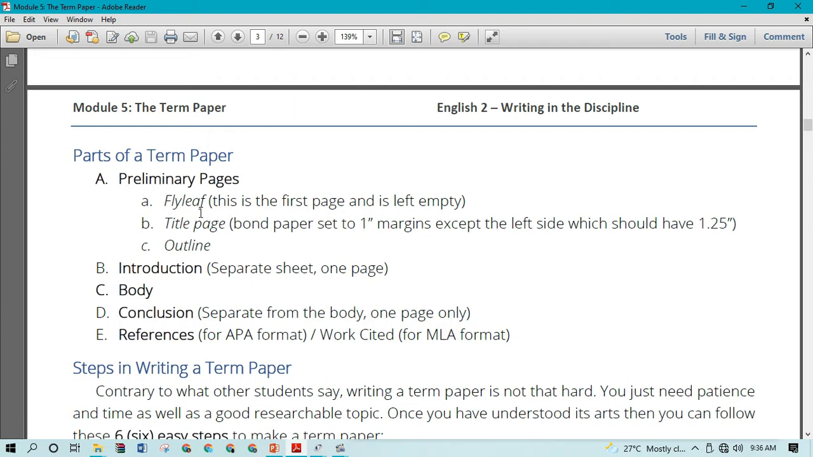Okay, in the title page, it depends on the formatting that will be given to you. The next part is the introduction. This is a separate sheet, or it could be one page, or how many pages that you want. And then we have the body, the conclusion, and the references. These references follow the APA format, which will be discussed in the succeeding discussion.